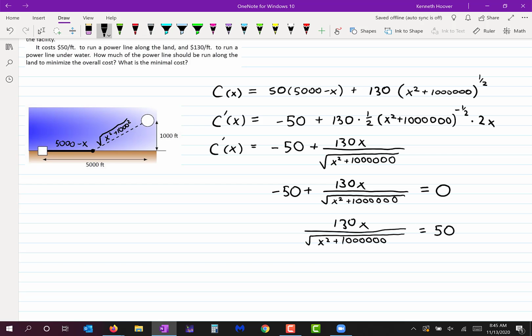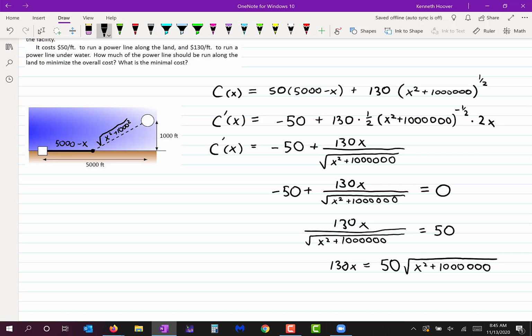And what would you like to do next? How about if we say 130x will equal 50 times the square root of x squared plus 1,000,000? Does that make sense? Now I think at this point the easiest thing to do might be for us to square both sides to cancel out the square root. So let's square both sides.